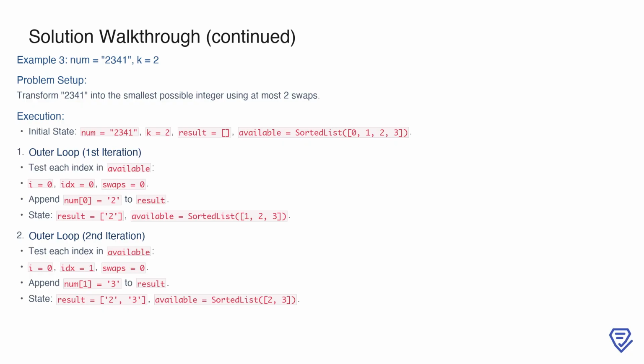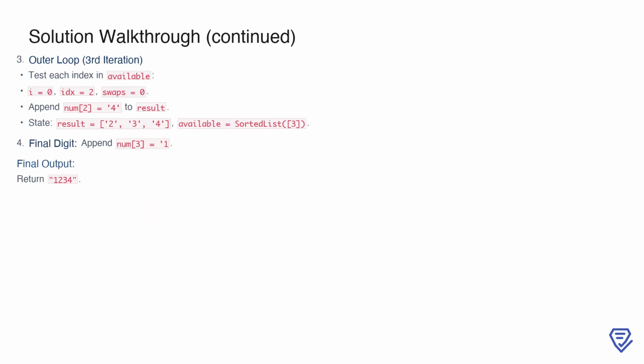In the second iteration, we again check the smallest digit that can be placed next. Index 1 represents the digit 3, which also requires 0 swaps to remain in its current position. We append 3 to the result, remove its index, and update our state. At this point, the result is 2, 3, and the remaining indices are 2, 3.